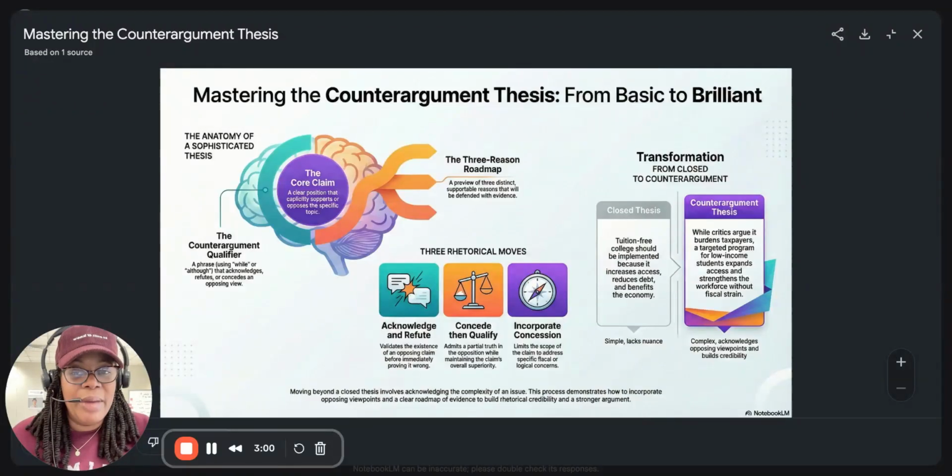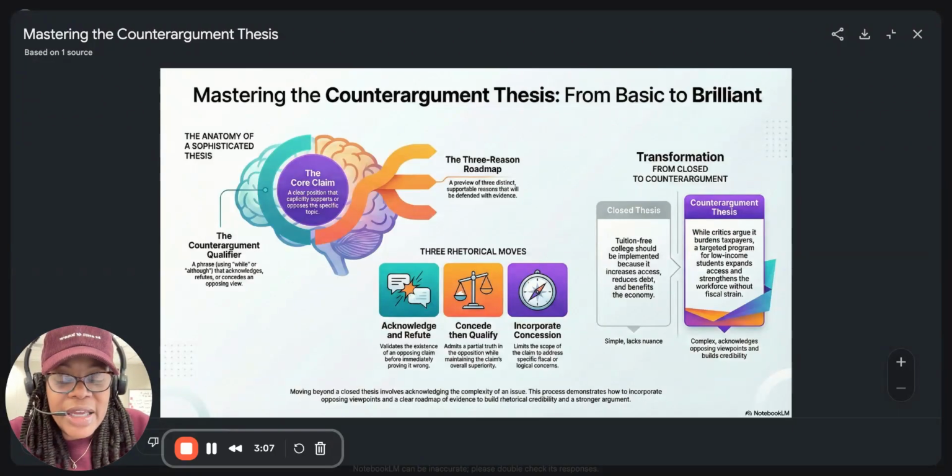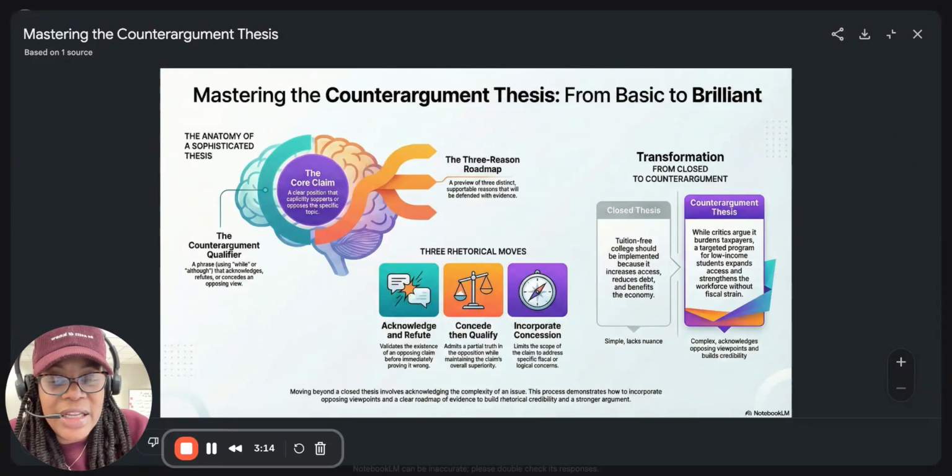So looking right below that section, here are your three rhetorical moves that will help move more toward clarifying and getting this particular counter argument off to the races. You're going to use the first one to acknowledge and refute, then the second one to concede, then qualify, and that third one, incorporate concession. So, very big words here: acknowledge and refute. What does that mean? You're going to validate the existence of an opposing claim before immediately proving it wrong.